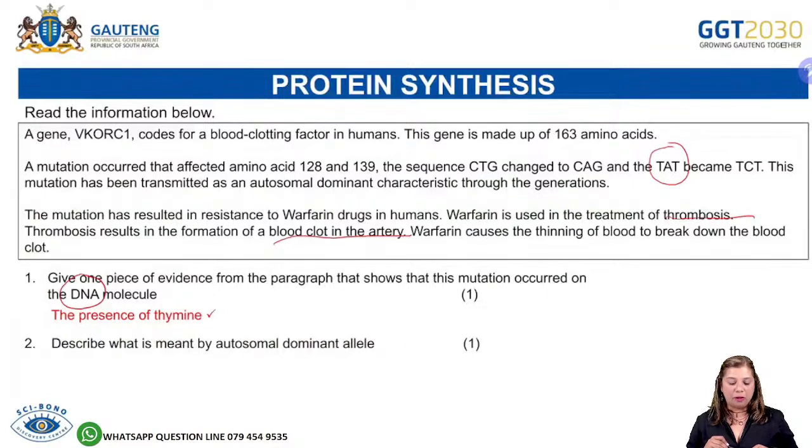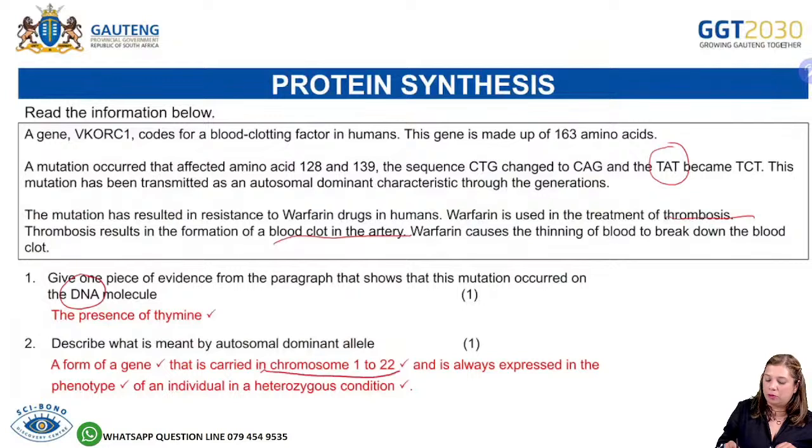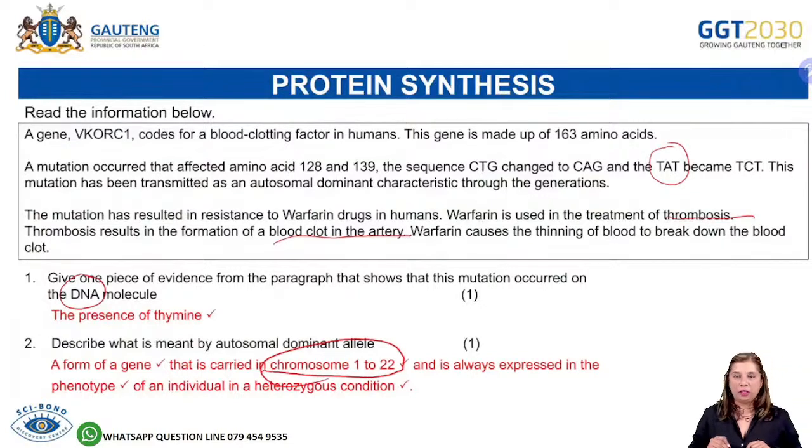Describe what is meant by autosomal dominant allele. So an autosomal, remember autosomes is the first set of chromosomes. It's a form of a gene and it is chromosome 1 to 22, the non-sex ones, okay? And it's always expressed as a phenotype in the individual in a heterozygous condition.